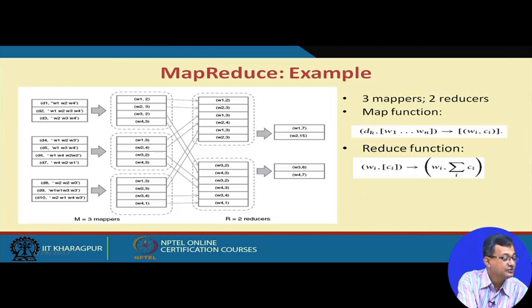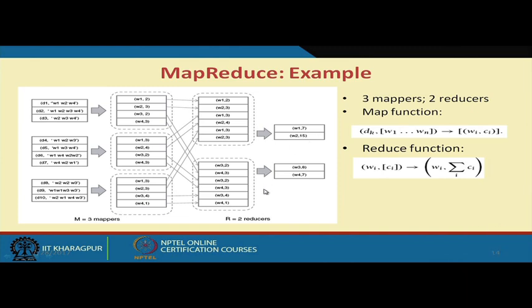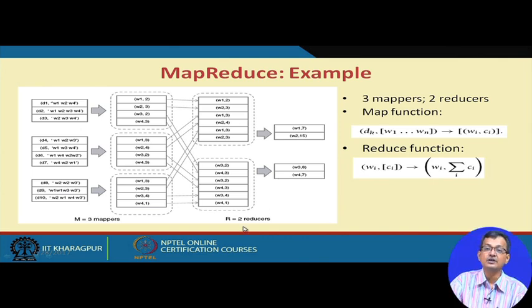The reducers in turn accumulate those. So, it has W1 and W2: W1 has 7, W2 has something like 15, right. In this case W3 and W4 are the other 2. So, the reducers reduce the input, which comes from the outputs of the mappers.